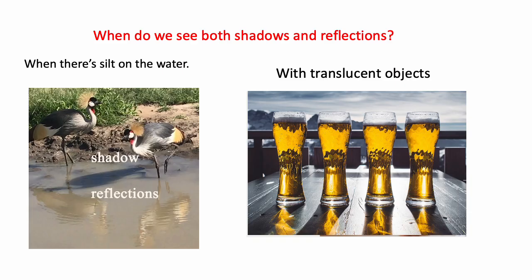We also see both shadows and reflections when there's silt on the water. So this shadow is on top of the water and it has a blue-gray color, whereas the reflection underneath the bird is more yellow. Another situation is translucent objects, as we discussed before, where the shadows radiate out like this, and the reflections are directly underneath the glasses.